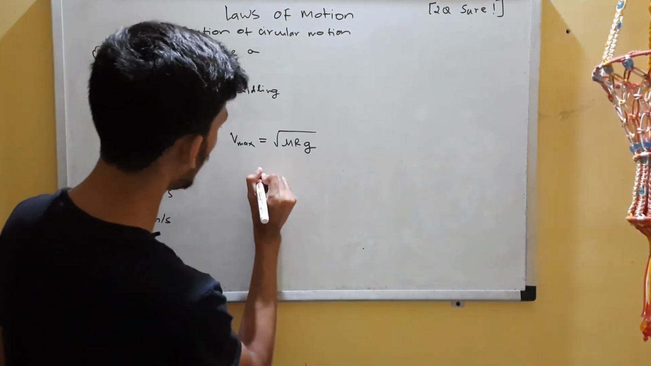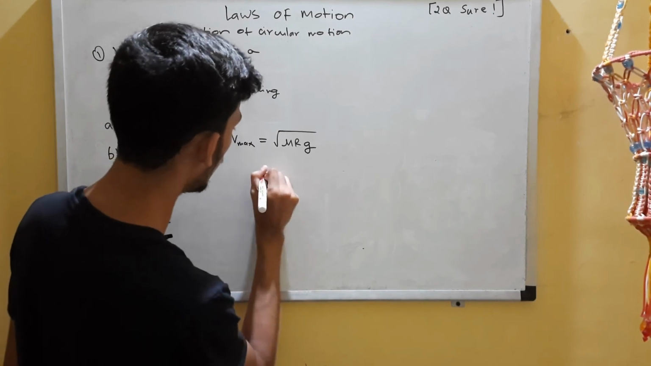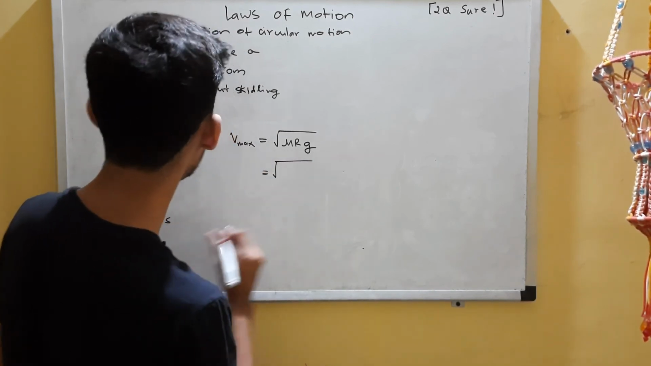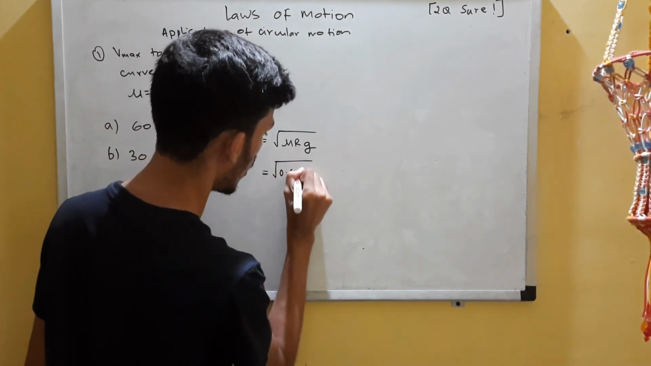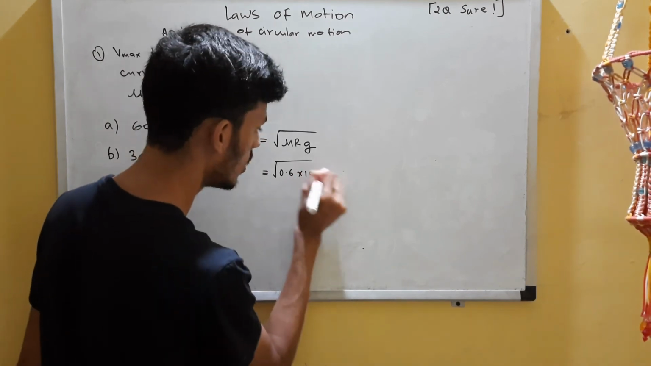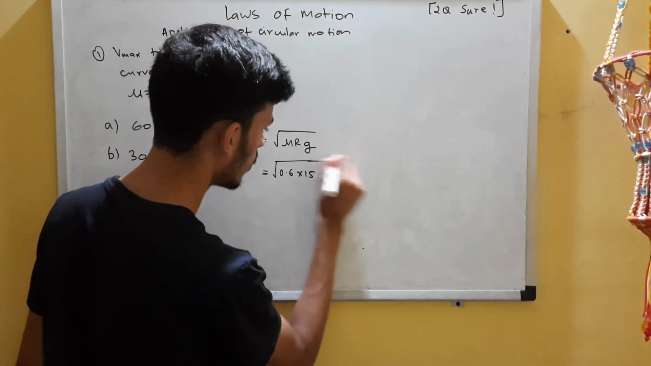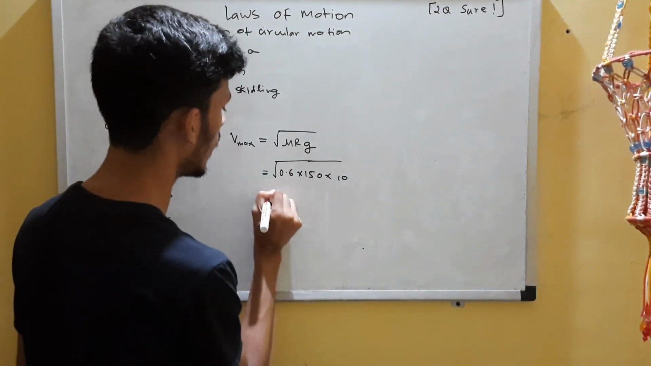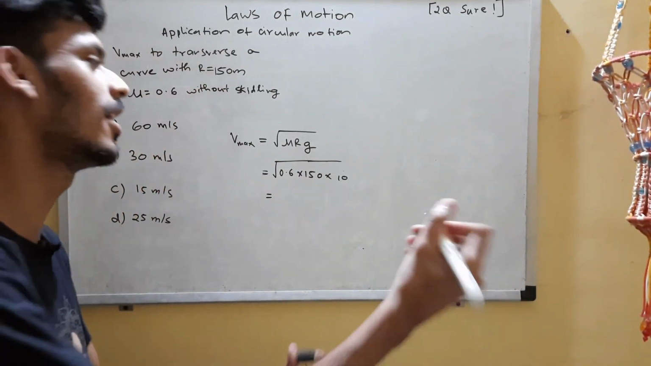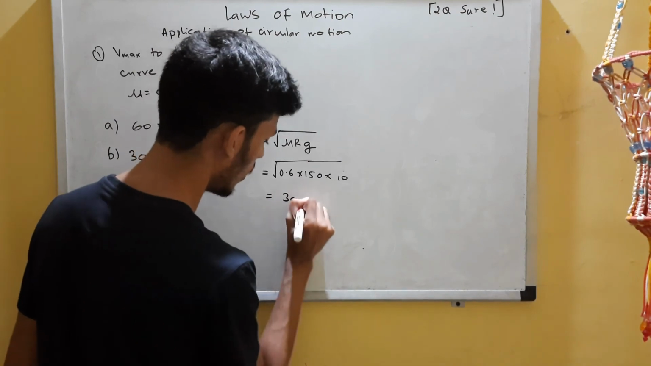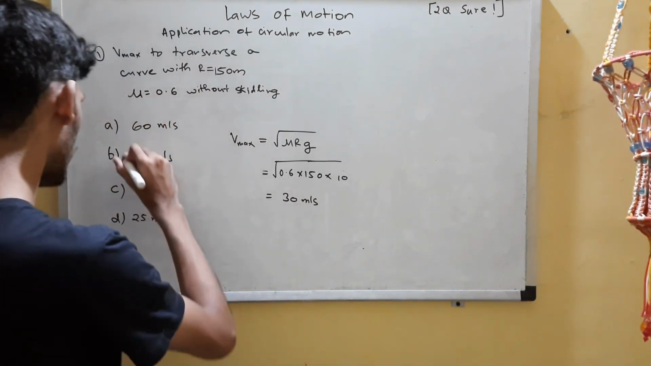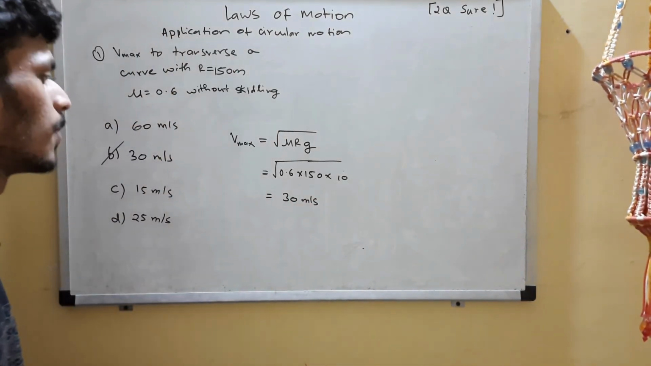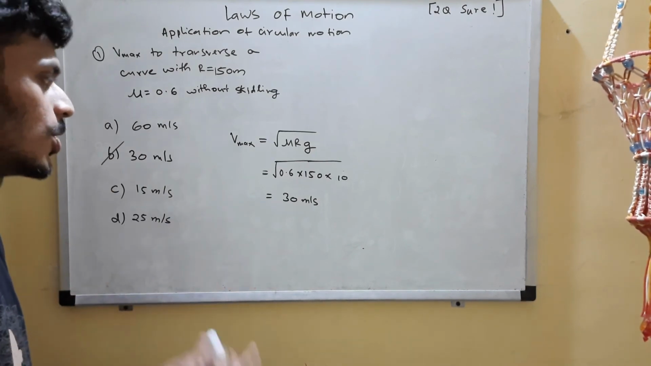Now let's find it out. Under root, mu is 0.6, r is 150, g is 10. So 0.6 into 10 is 6, 6 into 15 is 90, and one more 0, 900. Under root 900, that is 30 meters per second. So option B, 30 meters per second, is the correct choice over here.